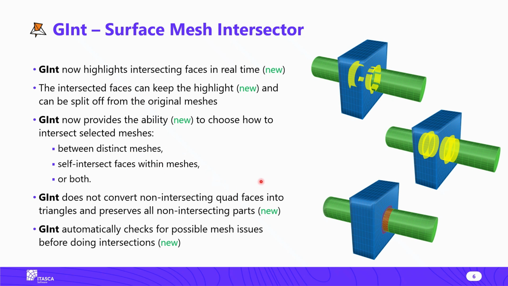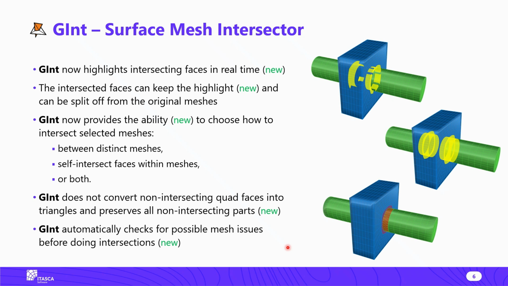Another important feature is that GINT does not convert non-intersecting quad faces into triangles and preserves all non-intersecting parts. This can be seen here. You can see that all the quads that were not initially intersected are preserved in the final mesh. Griddle 10 and 20 used to triangulate all input meshes that were selected for intersection, and that sometimes created difficulties with future operations. Finally, we introduced more automatic checks for possible mesh issues before doing intersections, so GINT is more robust now.